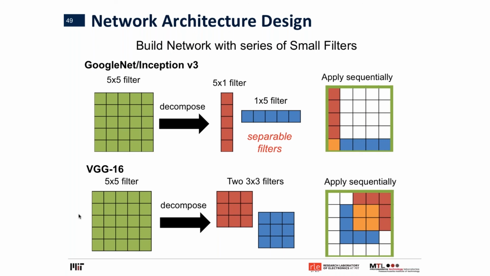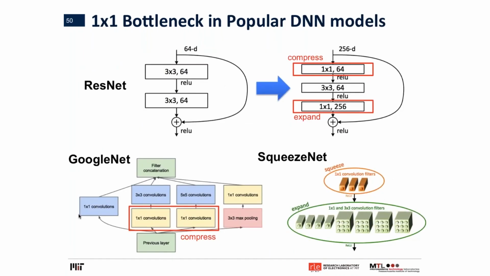Another popular approach from a network architecture point of view is to use what is called a 1x1 bottleneck. The idea is that you have these 1x1 filters that compress and reduce the number of channels that are generated for the next layer. As you know, the number of filters dictates the number of channels of the next layer.